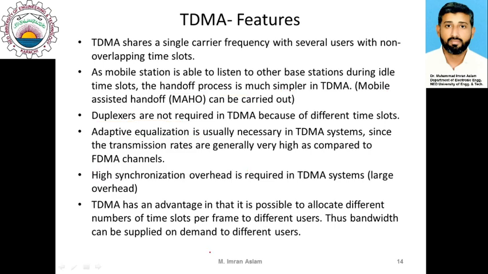The TDMA system has an advantage that it is possible to allocate a different number of time slots per frame to different users. So there is flexibility in the assignment of time slots to the users, and this helps in managing the bandwidth as well. Sometimes we adjust the time slots in order to better adjust the bandwidths to meet the demands of different users.